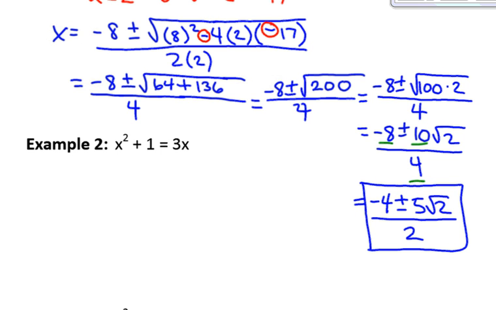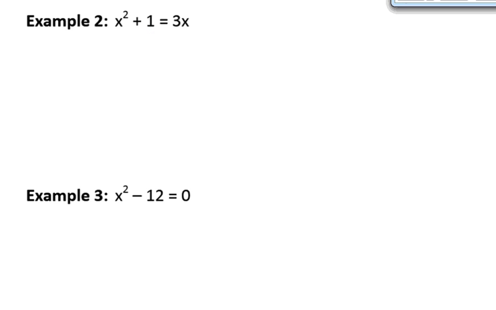If you had left the answer before reducing, I would take off points because it's not completely simplified. That's how we use the quadratic formula with simplifying radicals. We're going to try 2 more examples. Okay, example 2.